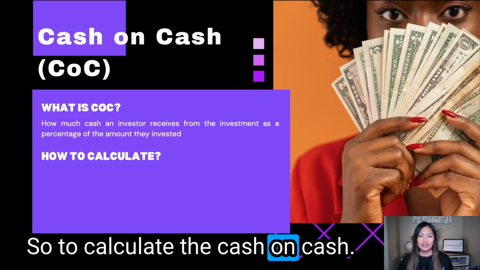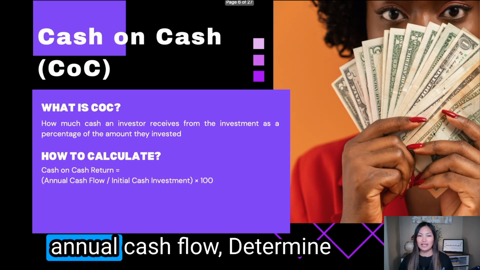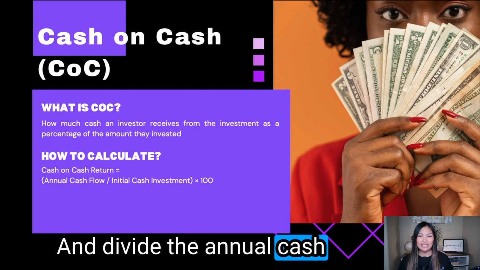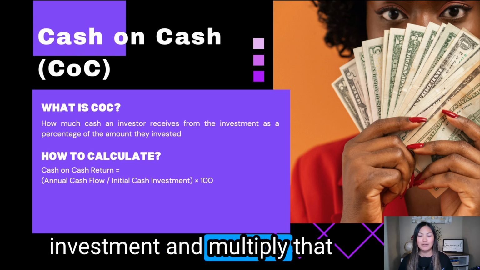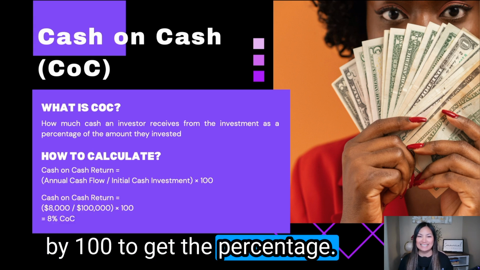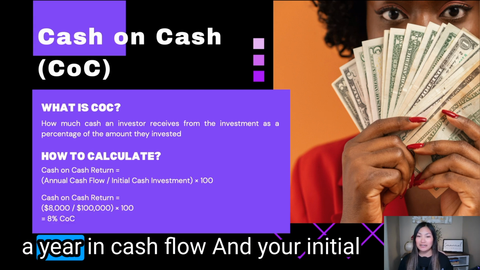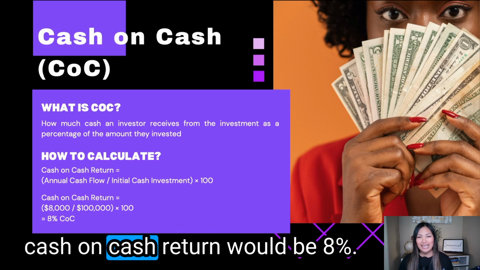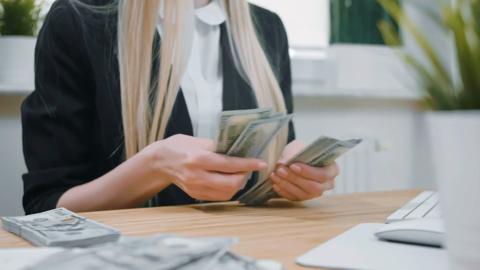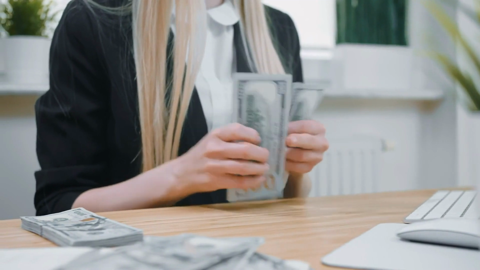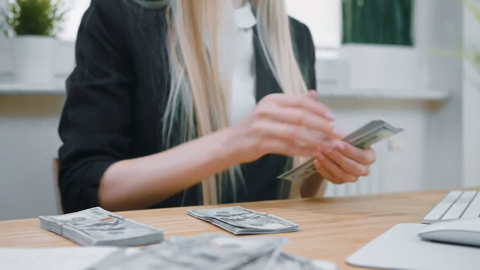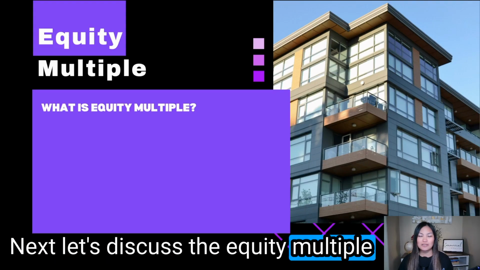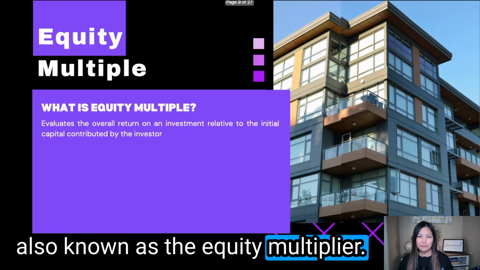So to calculate the cash-on-cash, you'll need to calculate the annual cash flow, determine your initial cash investment, and divide the annual cash flow by the initial cash investment and multiply that by 100 to get the percentage. So for example, if you receive $8,000 a year in cash flow and your initial investment was $100,000, then your cash-on-cash return would be 8%. So cash-on-cash is a straightforward way to compare different investment opportunities and assess the cash flow performance of a multifamily syndication.